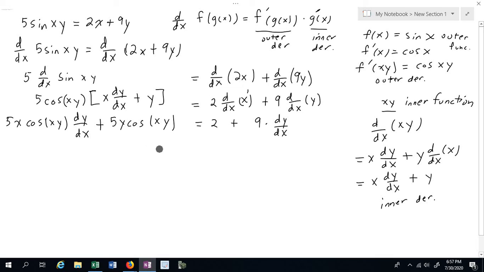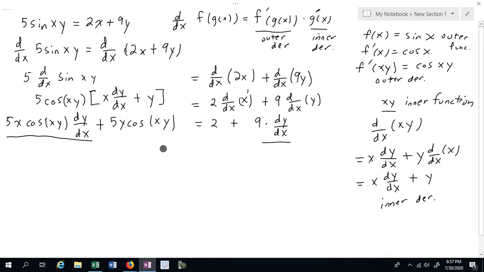Now, in this problem, we're supposed to find dy dx, so we're supposed to isolate that. And notice we have a dy dx in 2 different terms. We have the dy dx over here, and we have a dy dx over here. Now we have to isolate that dy dx and solve for it. So how are we going to do that? Because we got 2 of them.